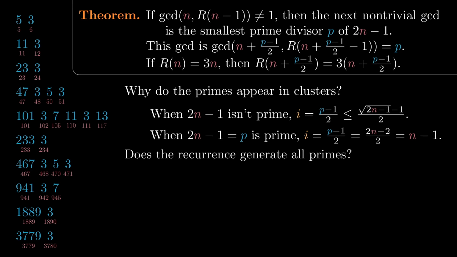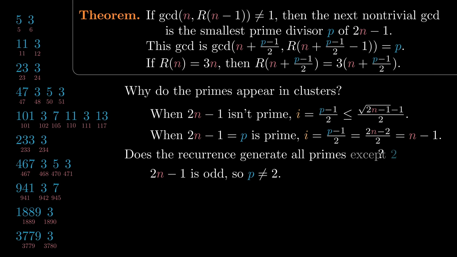Since we're generating primes, a natural question is, which primes appear? Does the recurrence eventually generate all primes? Well, the prime 2 is conspicuously absent. This is because 2n minus 1 is odd, so its smallest prime divisor will never be 2.